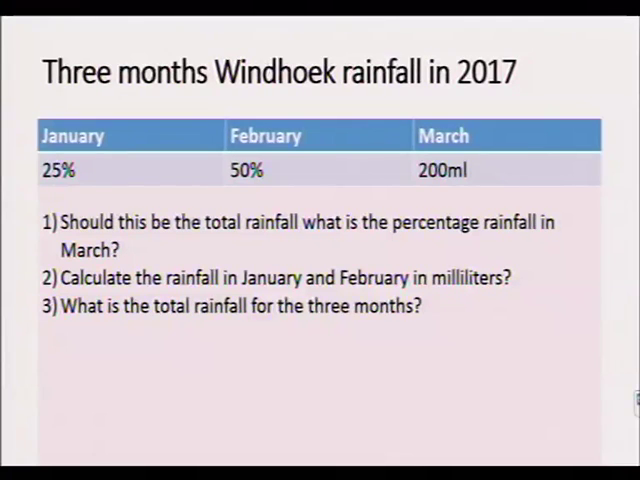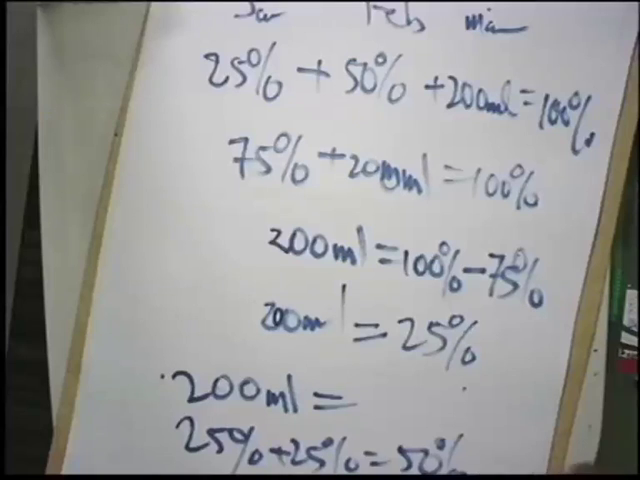What is the total rainfall for the 3 months? So you have to add all 3 of them. You have 200 plus 400 plus 200. And that will give you your total for the rainfall for the year.